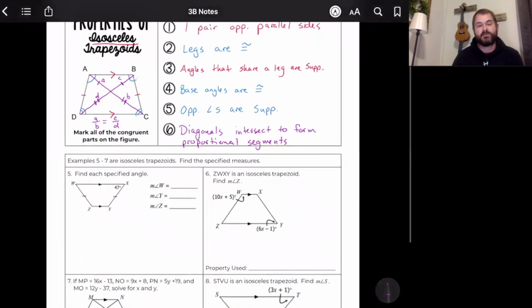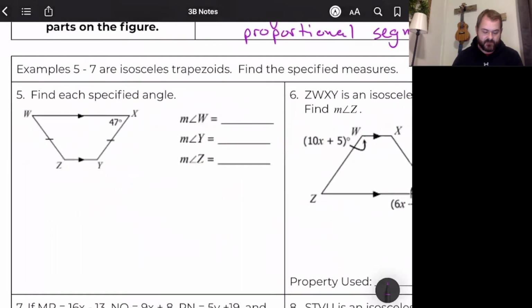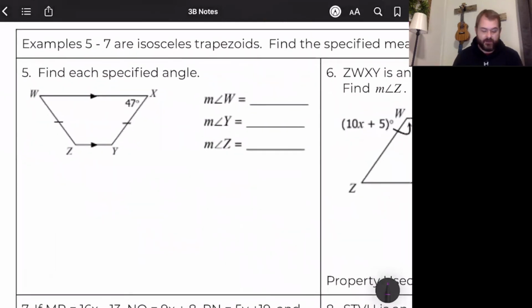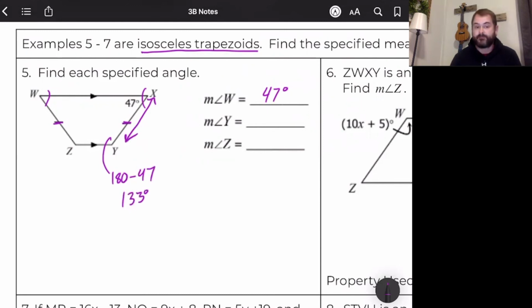So let's start using some of these properties to find some values here. So you'll notice that if I mark this as an isosceles trapezoid, okay, we're told they're isosceles, plus they mark the congruent legs here, that's going to be something where they only give you one angle measure if we're talking about angles, because we know that base angles are the same. Okay, so if X is 47 degrees, W is also 47 degrees. And we know consecutive leg angles are supplementary. So the measure of angle Y is 180 minus 47, which is 133 degrees. Okay.